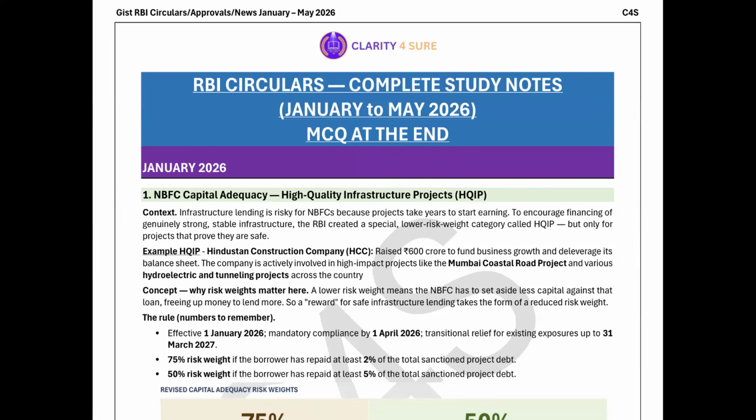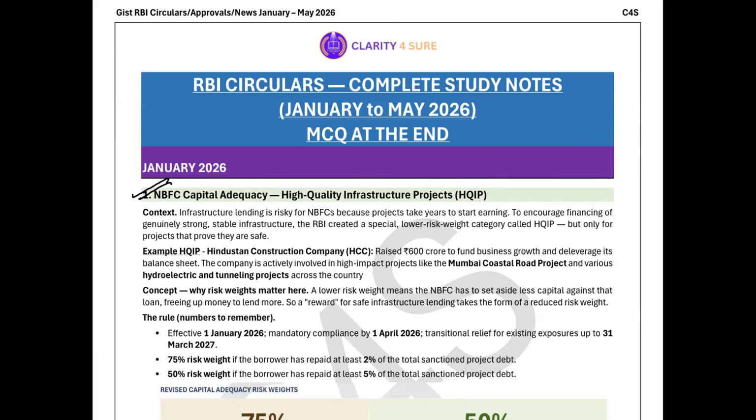Now, इसमें पहला sub heading what we have to read. Please note it down. That is NBFC capital adequacy high quality infrastructure projects, that is HQIP. ठीक है? So please try to understand. The PDF is in front of you. I'm not going to make you understand each and every PDF because this is a gist that I'm discussing. Right? Whatever it has been written, you can read it out on your own. Why was it introduced? Please note it down. Why HQIP high quality infrastructure projects has been introduced, which is relevant for your prelims examination.